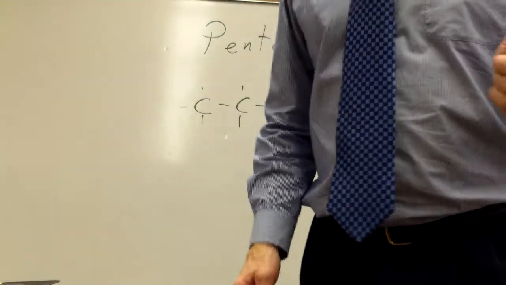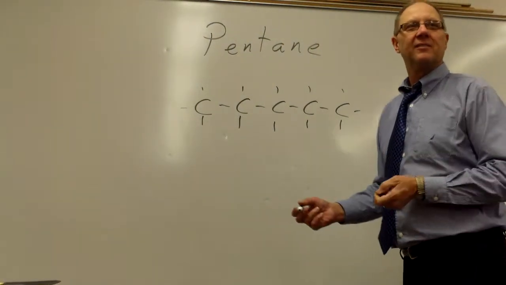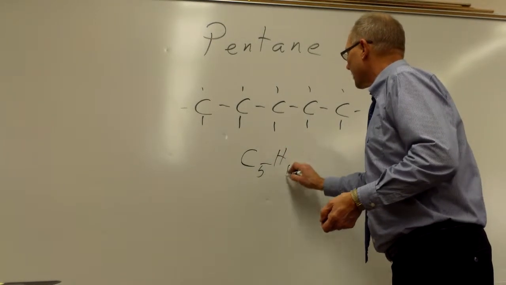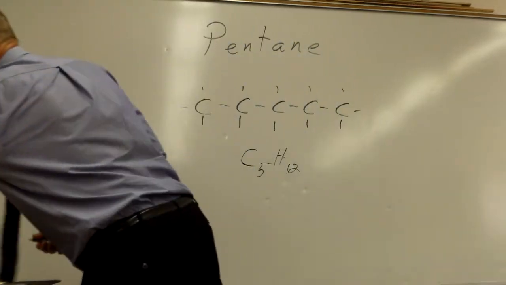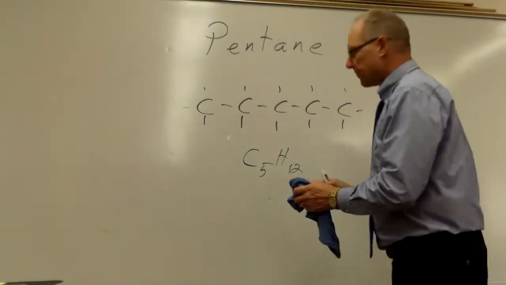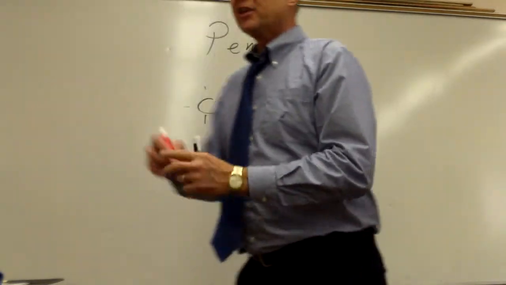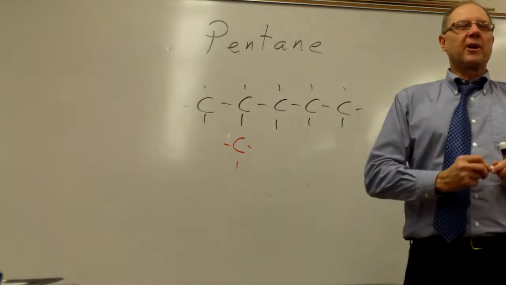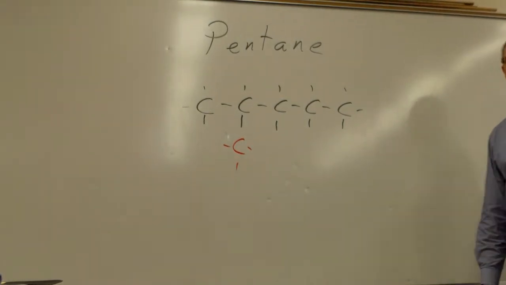What's the molecular formula for pentane? Austin? C5H12. Good. So there's your molecular formula. Now, don't erase it, just add this to it. I want you to put another one on. Okay, so everybody draw that. Just add it to it.